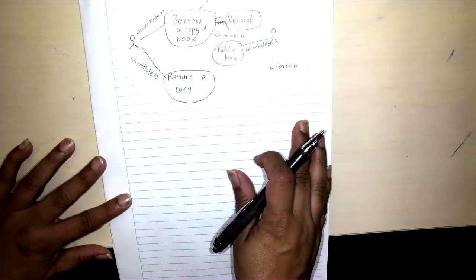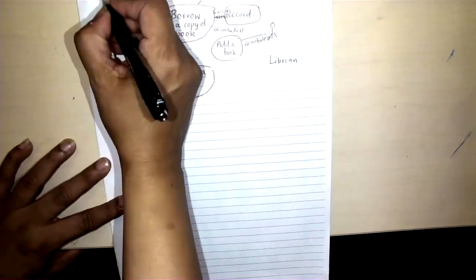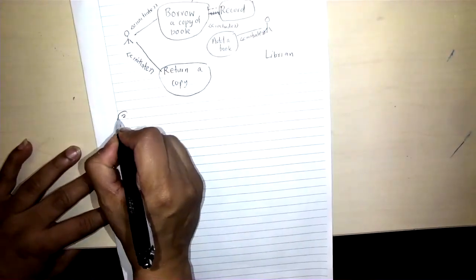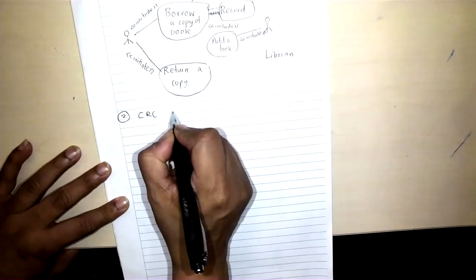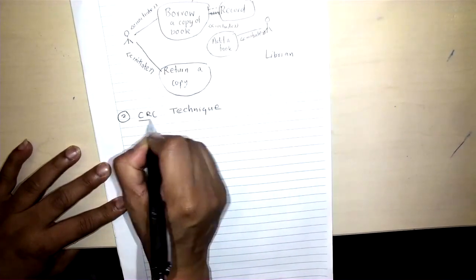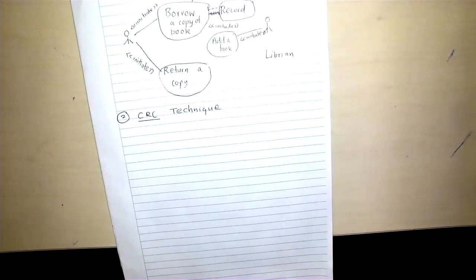The next thing I do, once you've done the use case modeling, is use what we call a CRC technique. CRC stands for classes, responsibilities, and collaborators. Yeah?